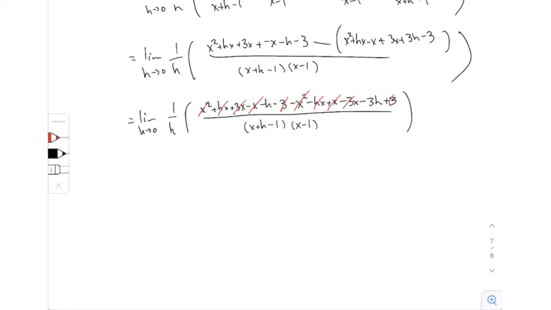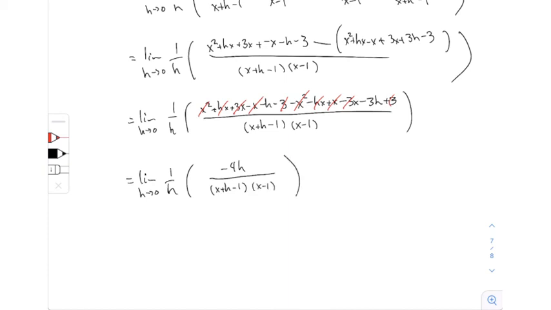So we're almost done here. What remains on the top? Anybody still with me here? Negative 4h, yeah. Thank you for staying on the journey. x plus h minus 1, x minus 1 on the bottom.